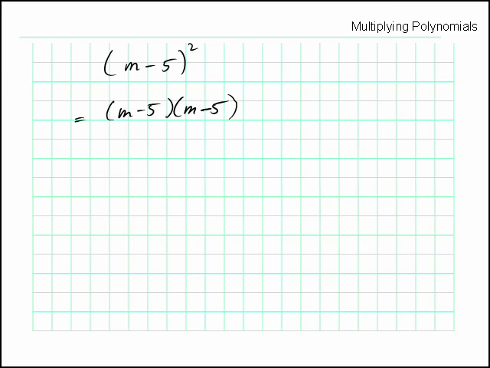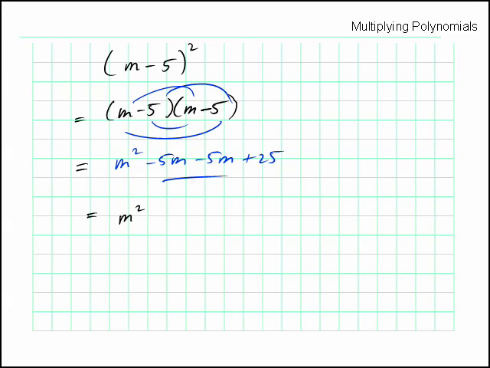M minus 5 times itself, FOIL it out. M squared minus 5m minus 5m, that's a plus 25. Combine those like terms, and you've got m squared minus 10m plus 25.